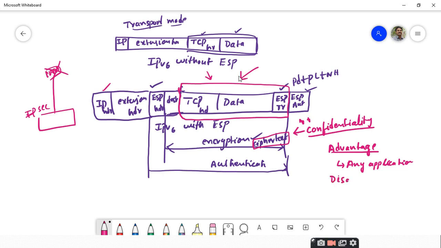But what is the disadvantage is, the attacker, even though he is not getting what is present inside this TCP-level segment, because it is entirely encrypted and you are transmitting the ciphertext only, will not get any information related to the actual data. But if he is intelligent enough, he can do analysis on the traffic.